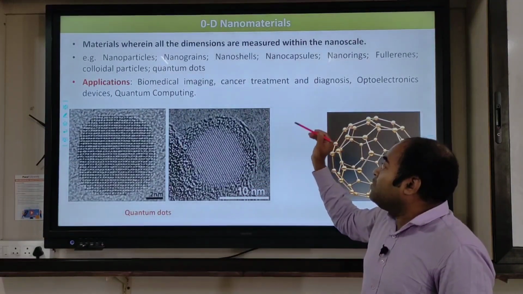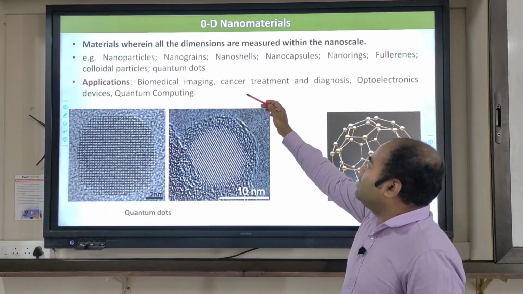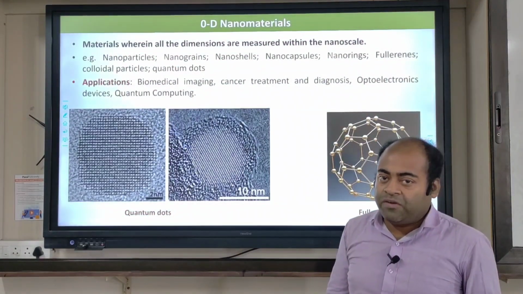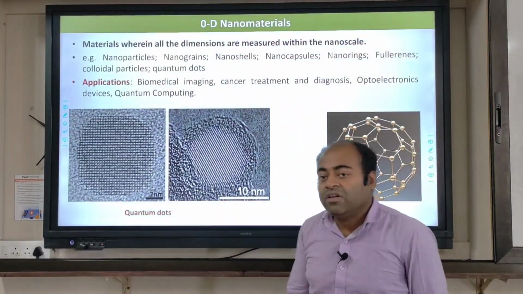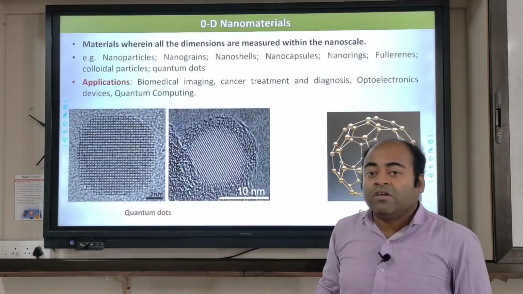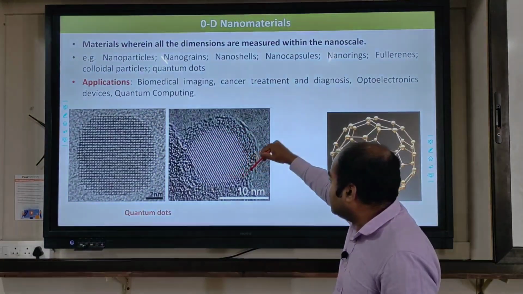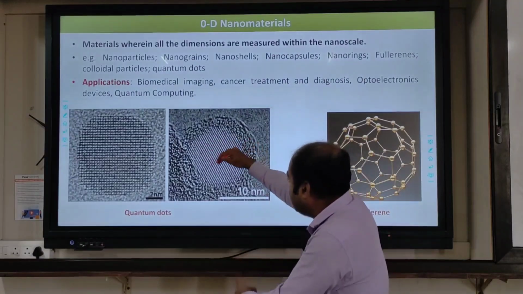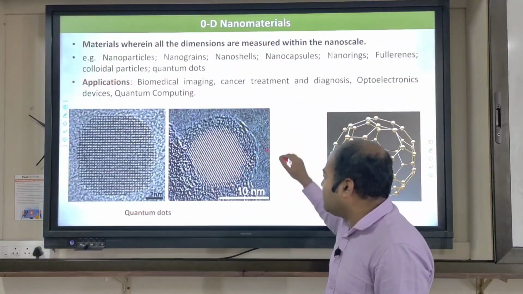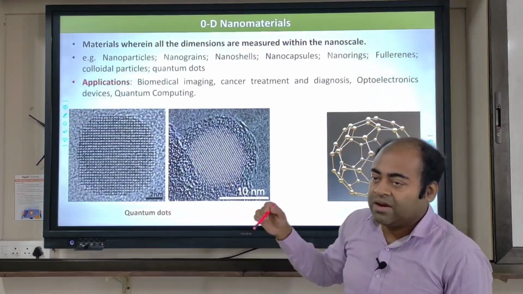They are basically small particles or dots or point-like structures. Examples are various types of nanoparticles, nanograins, nanoshells, nanorings, then fullerenes, which are cage-like carbon spheres, and quantum dots. These are 0-dimensional nanomaterials, and they have various applications in biomedical imaging, cancer treatment, optoelectronics and quantum computing. We can see here the TEM images of various nanoparticles. These are actually quantum dots, and the size of this nanoparticle is less than 10 nanometer. Quantum dots are a special type of 0-dimensional nanomaterial, and their size is well below the Bohr excitonic radius. We will see in detail what the Bohr excitonic radius is in the coming slides.